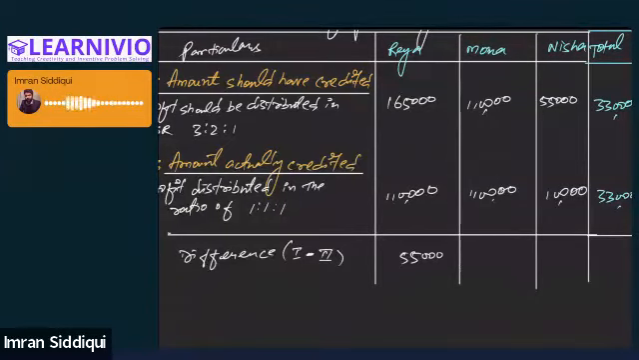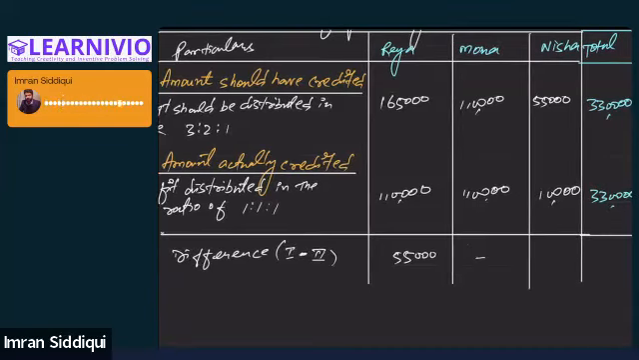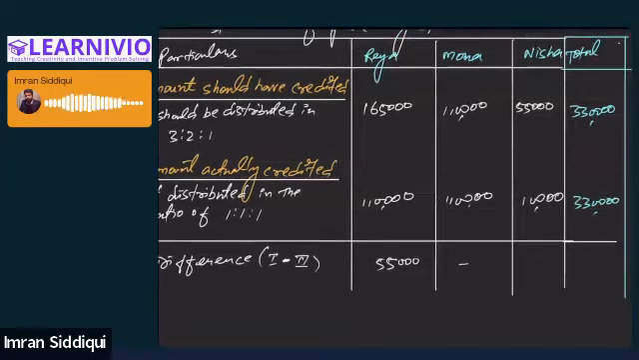Mona should have actually got 1,10,000, and even after the mistake, Mona got 1,10,000 only. So there is no problem with her account. She got how much she should get. But Nisha's account, Nisha is also, I think, underpaid in this situation.